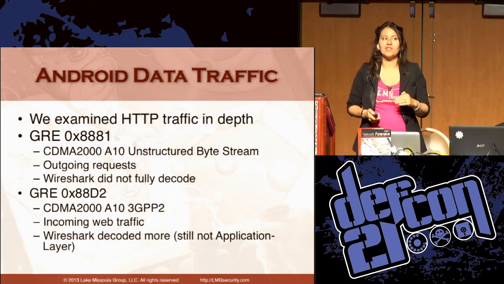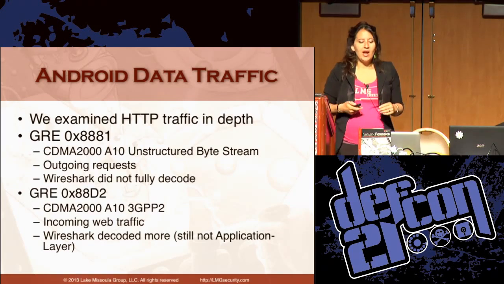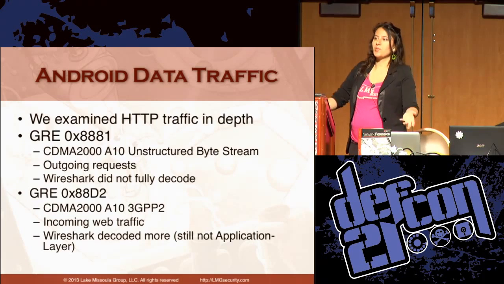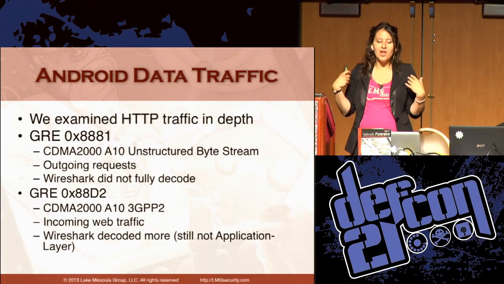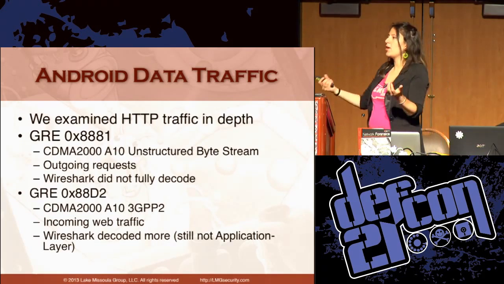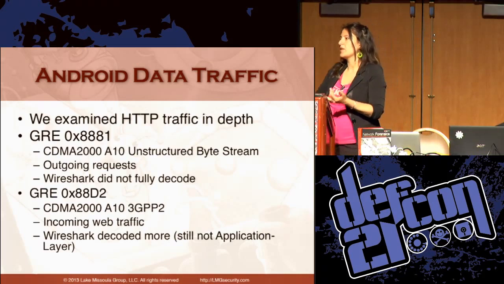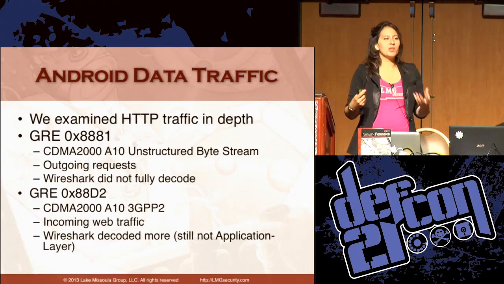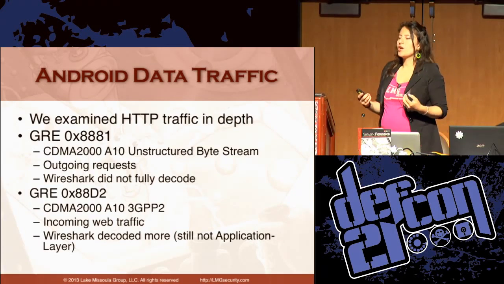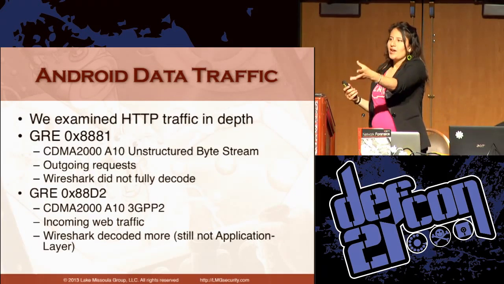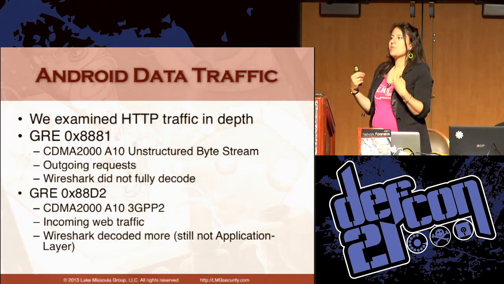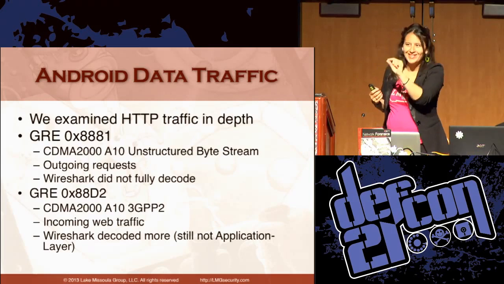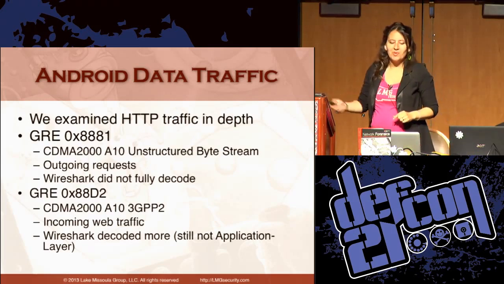Wireshark didn't dissect this at a very high layer. However, there were also GRE 88D2 packets which were used for incoming HTTP requests, and Wireshark did decode more. It could get all the way up to IP and then TCP, though it still didn't get the HTTP in most cases. But what that meant was that when we first looked at this in Wireshark, we saw incoming TCP segments, and there was no matching outgoing TCP segment until we started dissecting it with our eyeballs. So that was a bit of a pain.